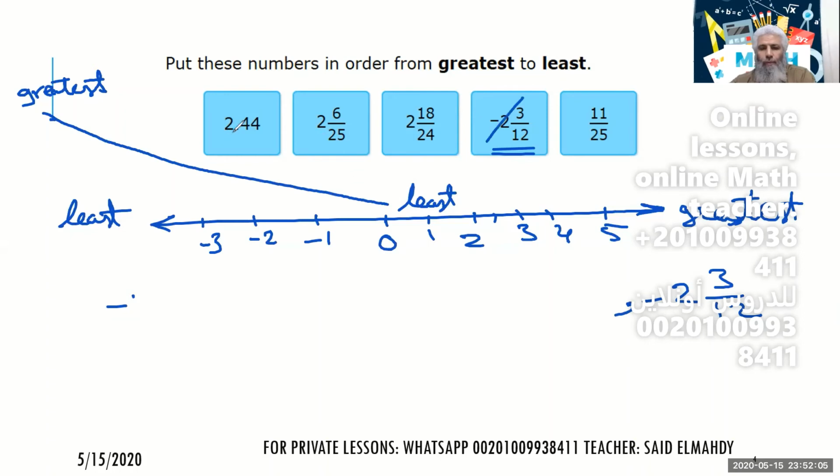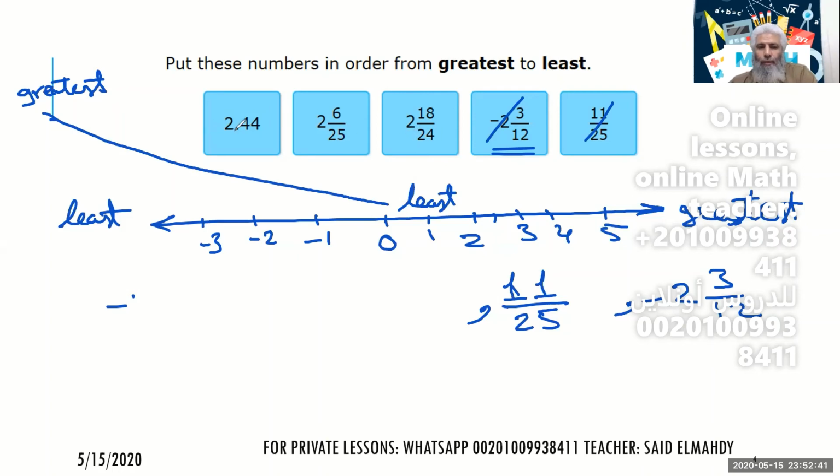Now, this is 2.2 and a fraction, 2 and a fraction. This is 11 over 25. It is obvious that this number is less than 1, because 11 is less than 25. So this fraction is less than 1. So it is less than 2, of course. So now we have 2.44, 2 and 6 over 25, and 2 and 18 over 24.